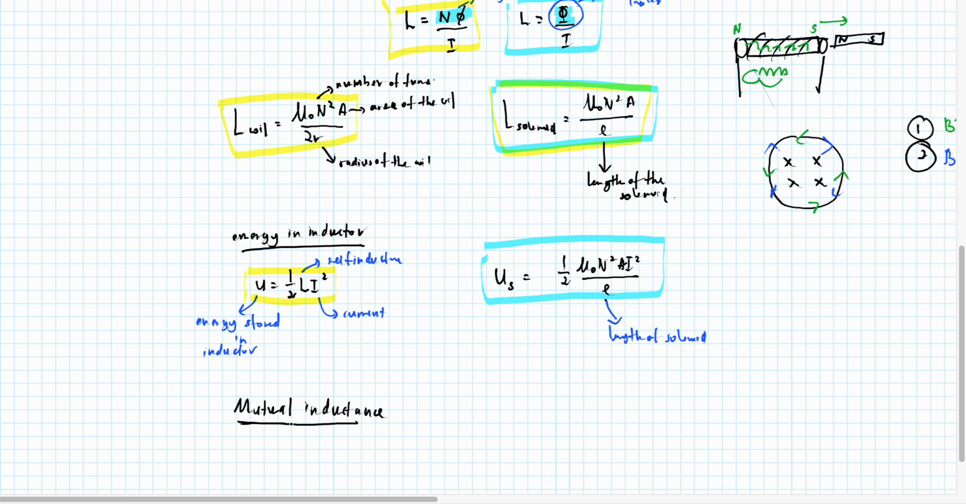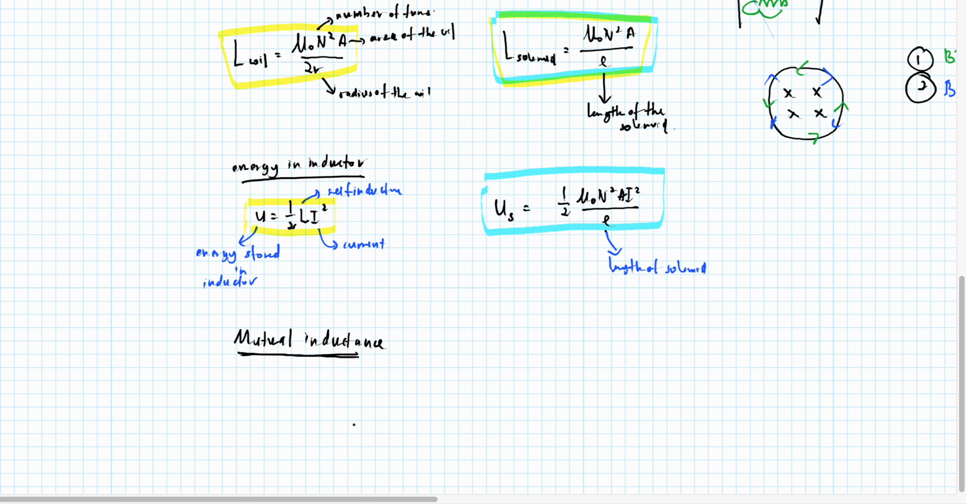Okay, mutual inductance. Mutual inductance is when the current in another solenoid changes. For example, we have two coils. This one is coil number 1. Then we have another coil, number 2. Now there is a current that passes through coil number 1.